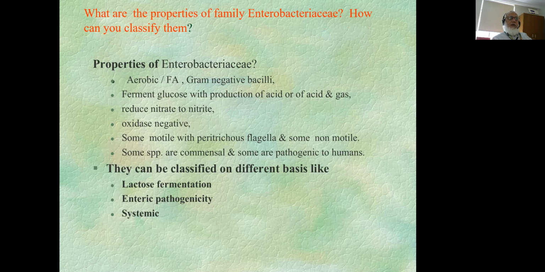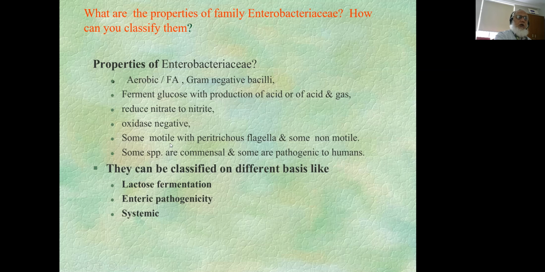Enterobacteriaceae is a very big family and important for examination, and its properties and classification are very often asked. What are the properties of Enterobacteriaceae? They are aerobic or facultatively anaerobic gram-negative bacilli. All of them ferment glucose with production of acid or acid and gas. All of them reduce nitrate to nitrite and are oxidase negative.